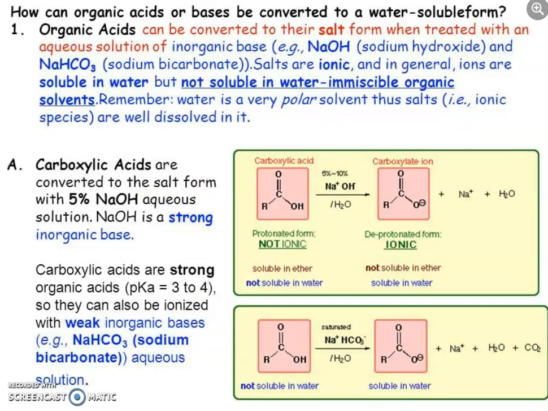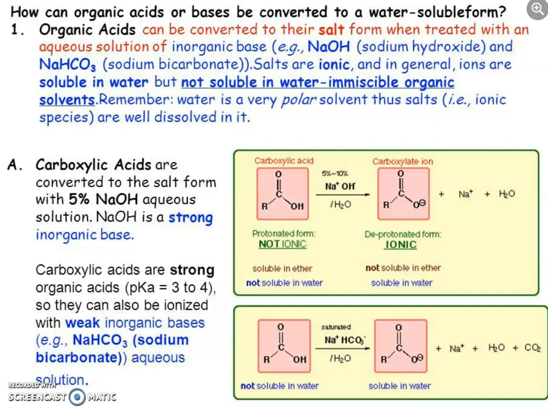So how can organic acids or bases be converted to water soluble form? Organic acids can be converted to their salt form when treated with an aqueous solution of inorganic base, sodium hydroxide and sodium bicarbonate. Salts are ionic, and in general ions are soluble in water but not soluble in water immiscible organic solvent. Remember, water is a very polar solvent. The salt ionic species are well dissolved in it.